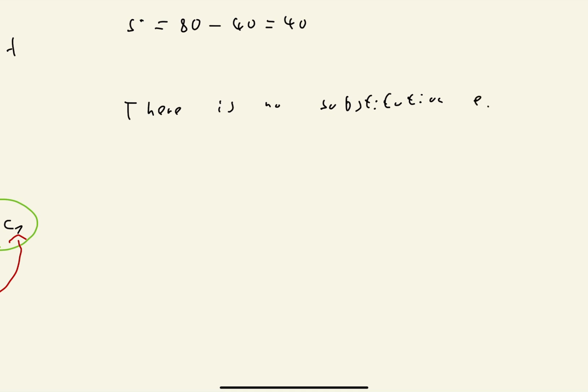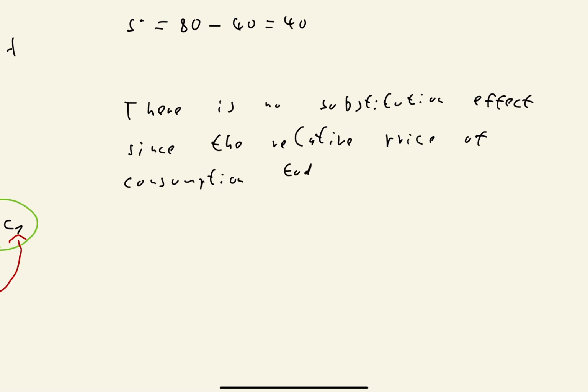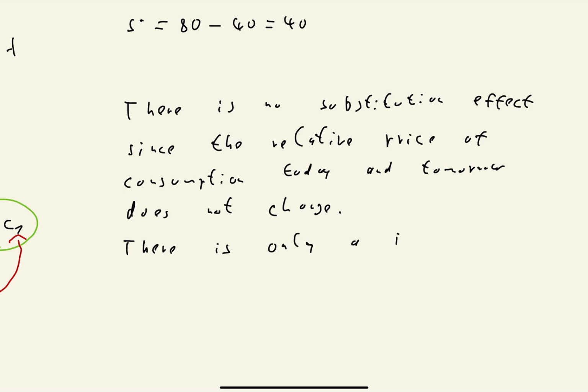So there is no substitution effect since the relative price of consumption today and tomorrow does not change. There is only an income effect since our real income in the first period decreases.